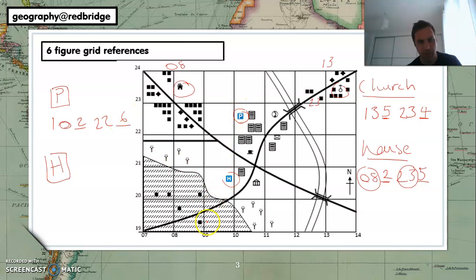Hospital, well, 09 is the easting. And then the northing is 20. So I'm above that 20 line. If you remember, you go to this bottom corner, and then I'm just going to go 09, 1, 2, 3, 4, 5, 6, 7, 8. So 098, remember 099, 097 is fine. 20, 1, 2, 3, 4, 5, 6. 206. Okay, hope that's helpful. Any problems, just email me.